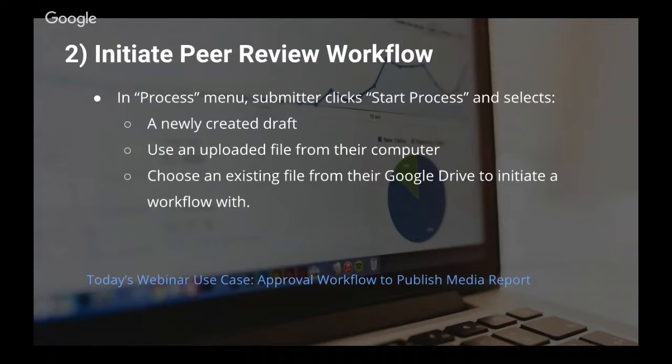Once content is generated on a document, whether it is a newly created doc, a file uploaded from your computer, or an existing doc in your Google Drive, the submitter then chooses a file and clicks Start Process in the Collavate Process menu.